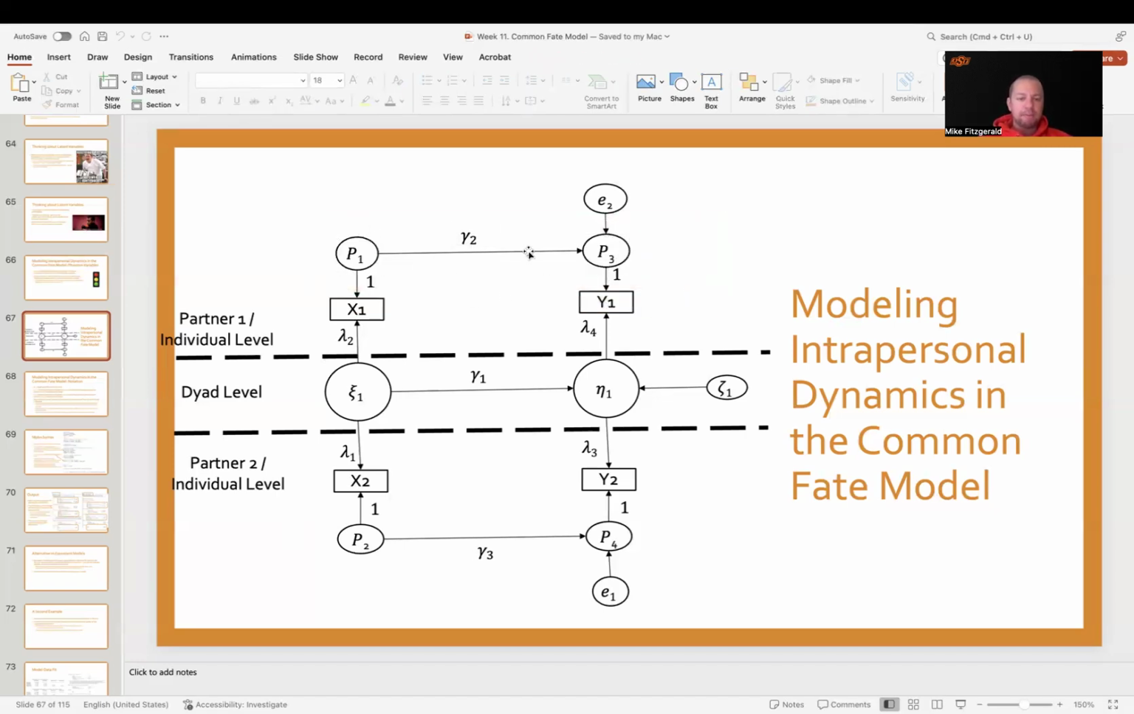So you can kind of think about these as like actor effects from the actor-partner interdependence model. It's my independent variable predicting my outcome. But what we're doing here that's different from the APIM is we're disaggregating and pulling apart what is the shared component, that shared variance. And we're doing that in the common fate space using these latent variables.